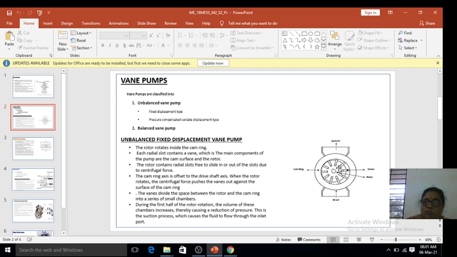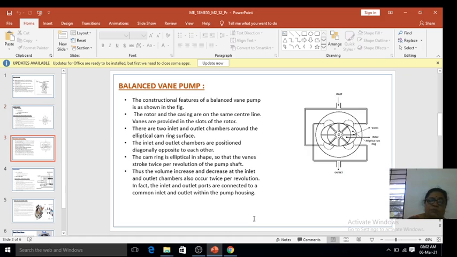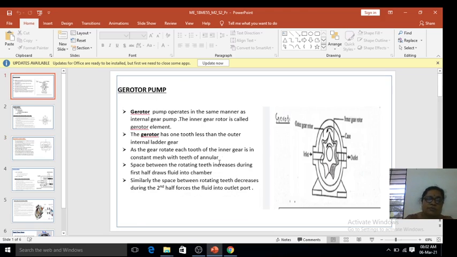So what will happen here? A small gap is developed, which is called eccentricity. The vanes divide the space between the rotor and the cam ring into a series of small chambers. For the first half revolution of the rotor, the volume of the chamber increases, thereby reducing the pressure. This is the suction process, which causes the fluid to flow through the inlet port. And it will be the same for the next half rotation.